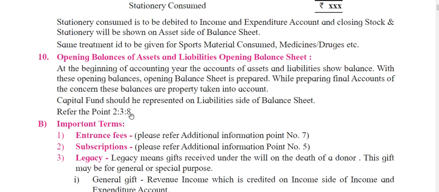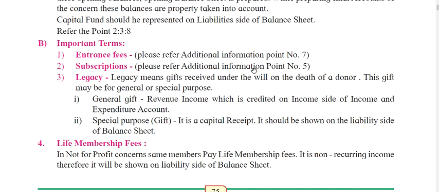For partners distributing, we use ratios like 2 is to 3 is to 2, or 2 is to 3. So in the capital fund, we are referring to a 2 is to 3 is to 8 ratio. Whatever they mention in the problem, we'll take these ratios in the opening balance of assets and liabilities of the opening balance sheet. Next one is important terms, entrance fees.